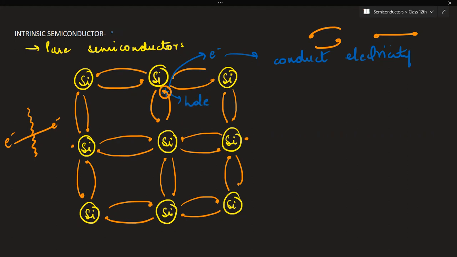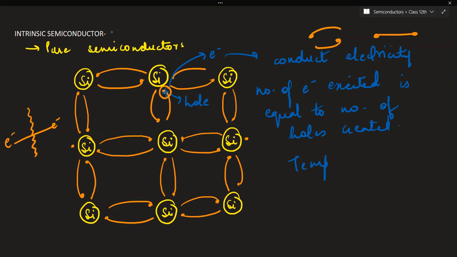So the number of electrons excited is equal to the number of holes created. Basically, how are these holes and electrons created? You increase the temperature. This leads to an increase in thermal energy. Because of this thermal energy, the electrons may break.